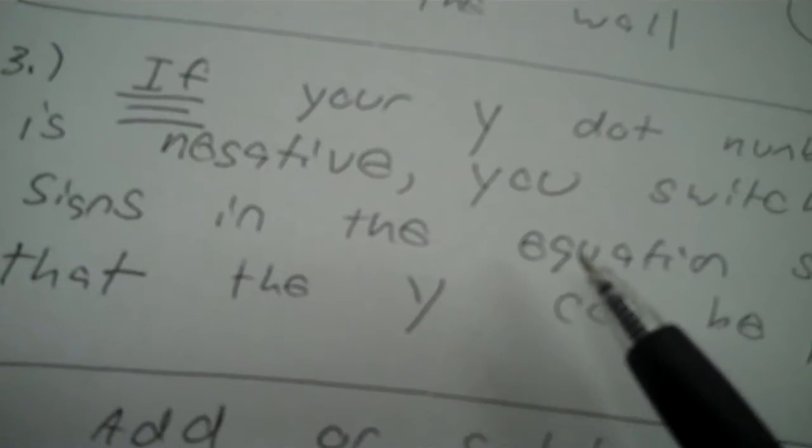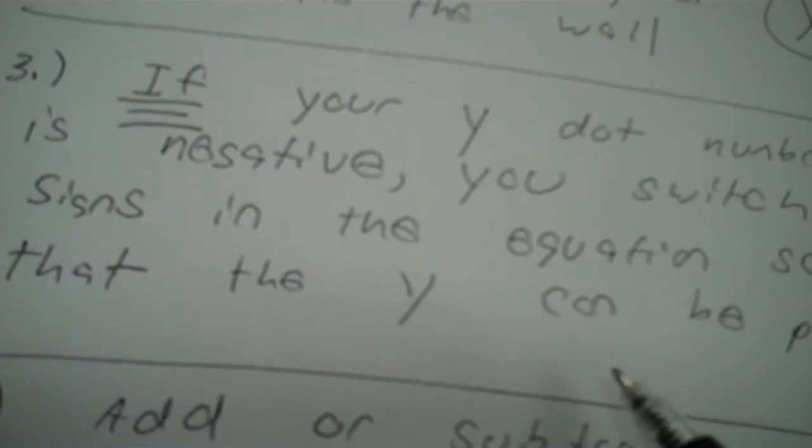If your y dot number's negative, you switch all signs in the equation so the y can be positive, okay? So we need that to be positive 5, so I make it positive 5, but then I got to make 4 opposite negative. I got to make 10 opposite negative, okay?